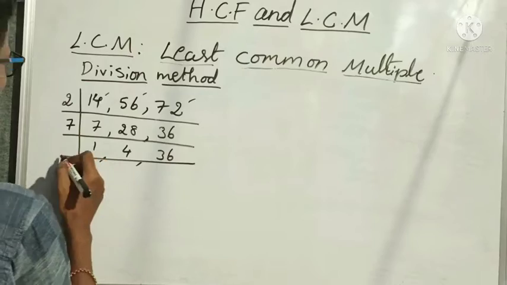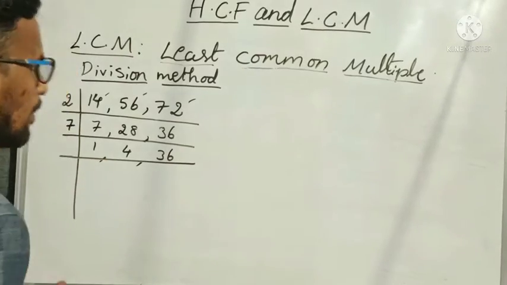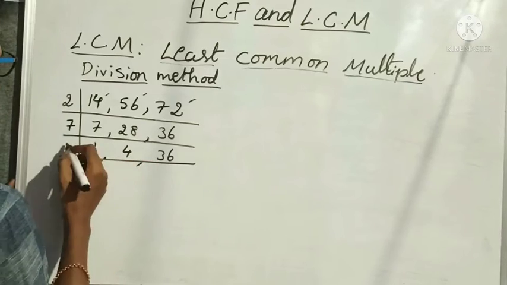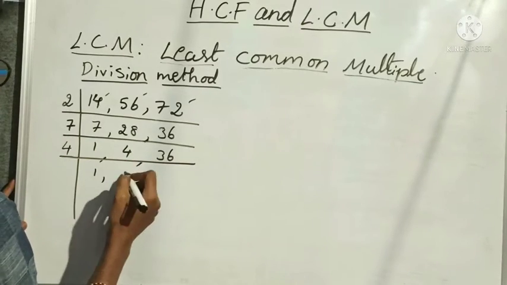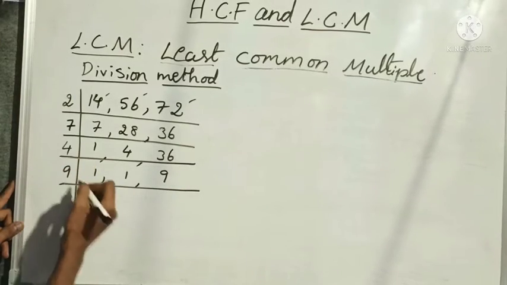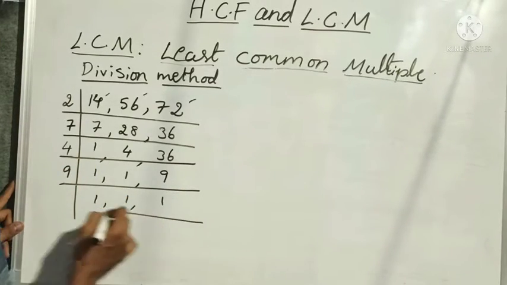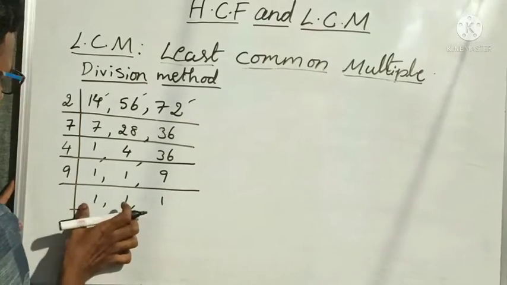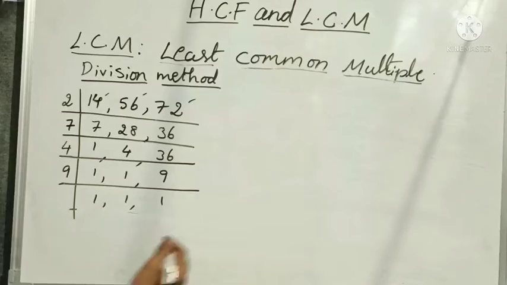Clear? In prime factorization we use only prime numbers, but here this is the division method, so we can take either composite numbers or prime numbers. So anyhow I take 4. 4 1s as it is. 4 ones are 4. In the 4 table, 36 means 9 times. So now again 9. 1, 1, 1. Clear? Till we get 1, we have to do like this only, and this method is called the division method.